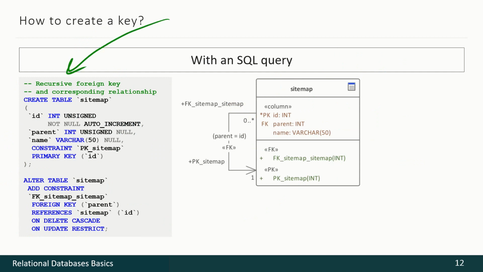To create a recursive foreign key, we also have to create a table, make a primary key there, add special field that should be then the foreign key, and also use the same syntax.